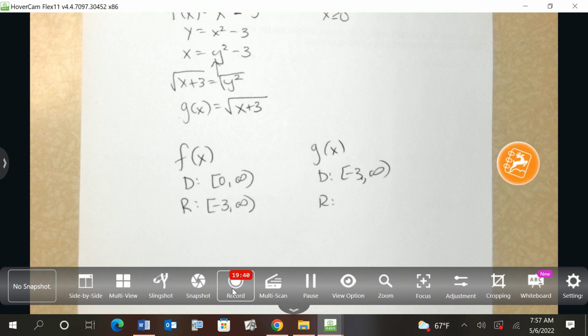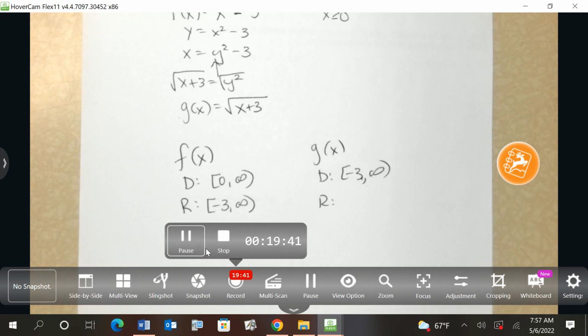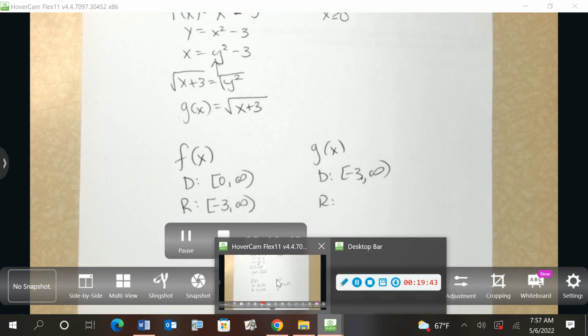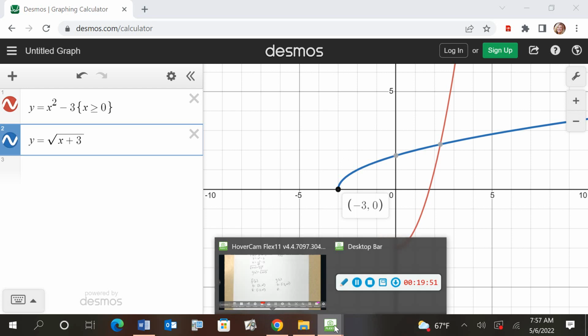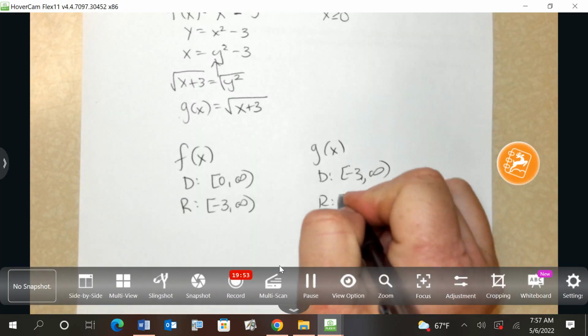Now I'm going to do the range. What's the range of the inverse? In blue, it's a y value of 0 and greater.